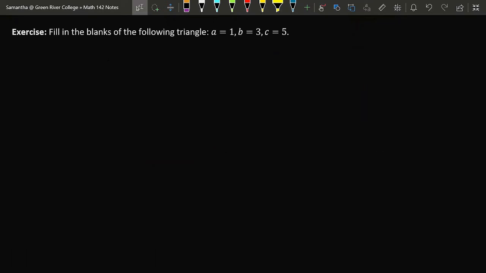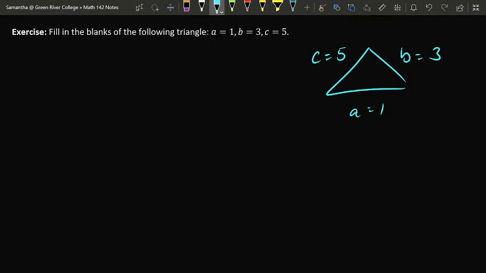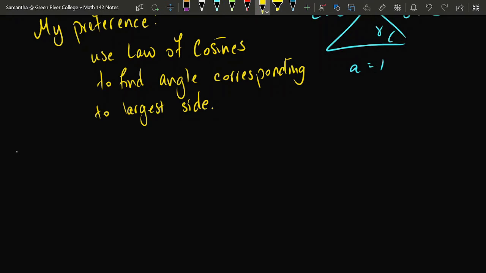Now let's try a really similar exercise. In this case, it's almost exactly the same, except the value of a is a little bit smaller and the value of c is a little bit bigger. So let's see what consequences that might have in terms of the values that we calculate. So maybe to begin with, I will once again go ahead and try and find the angle corresponding to the largest side using law of cosines.